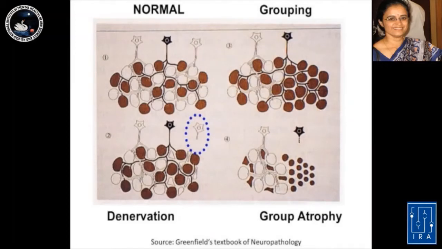As a compensation, the adjacent anterior horn cell may innervate these fibers, and this leads to a grouping of similar fiber types, which is termed as the re-innervation. If there is death of the re-innervating anterior horn cell, then there will be atrophy of this entire group of fibers that it had re-innervated, and this feature is called as group atrophy. Now let's look at how this looks in a muscle biopsy.